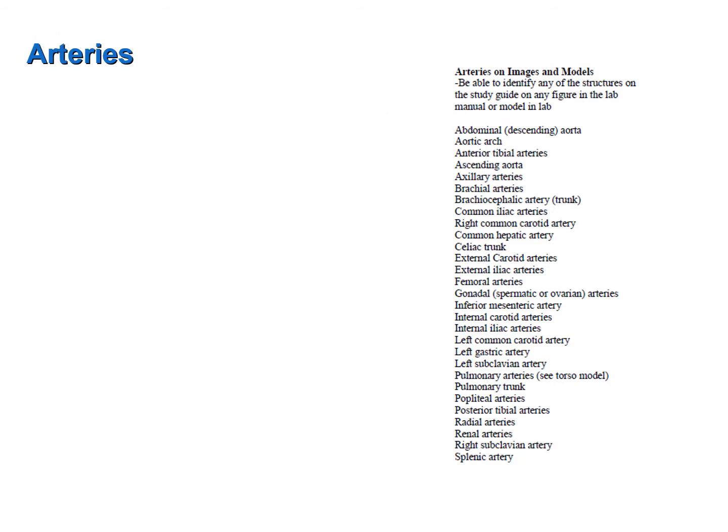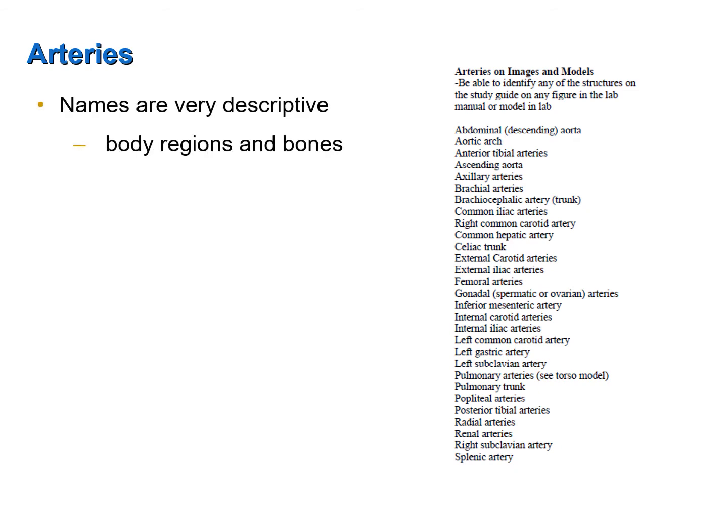Let's start with the arteries. Here's the list from your study guide, and it may look like quite a large number of arteries that you have to identify, and it is. However, if you notice a few key features about arteries, they can be quite easy to learn in a very short period of time. First, the names of the arteries are very descriptive. They are named after the body regions in which they're found or nearby bones. So if you know your body regions, which you should, and your bones, which you also should, it becomes fairly easy to learn the names of these arteries.